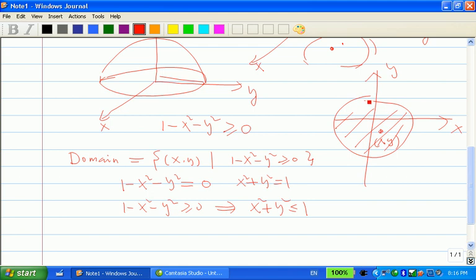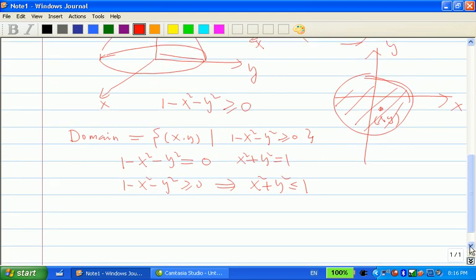So this circle, unit circle, everything inside gives you the domain. Okay. What's the range of this function? Range of a given function is the possible z value. When you choose your x, y in your domain, what is the possible f(x,y) value?